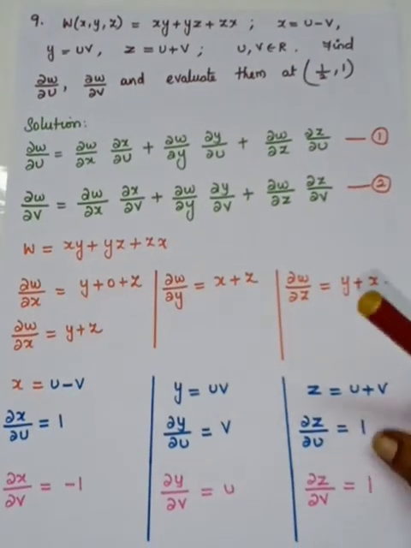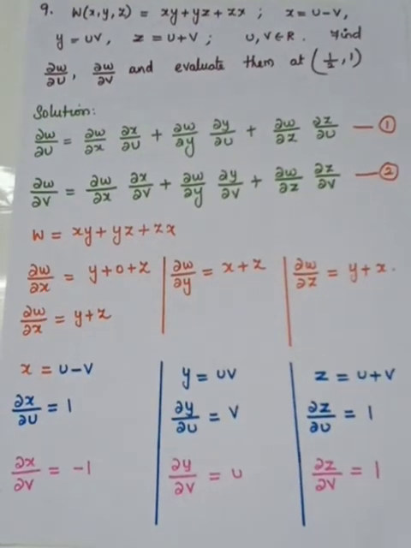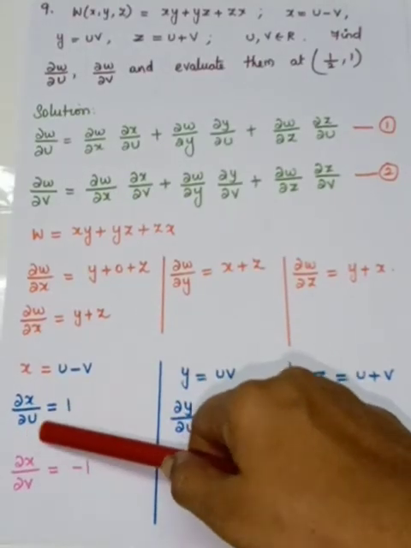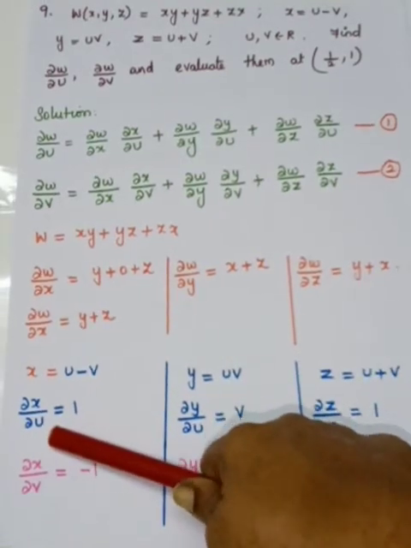Come to the next one. Take x. x is equal to u minus v. So x is a function of u and v. y is also a function of u and v. z is also a function of u and v. So dou x by dou u: you have to differentiate with respect to u, where v is a constant.